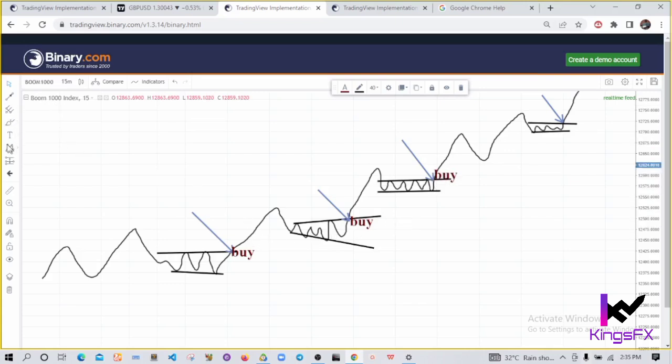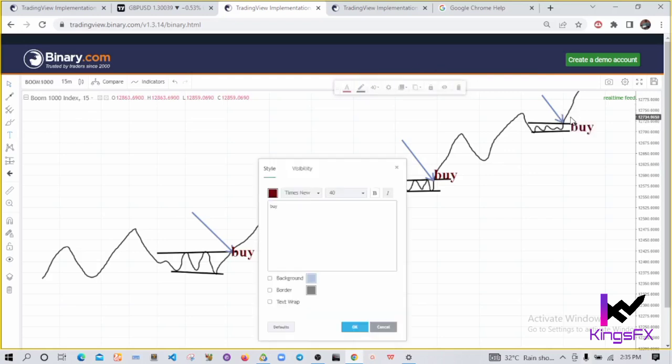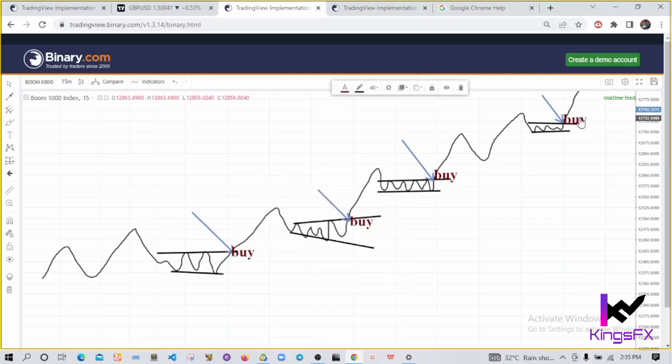So the same thing happened again, guys. This is a very simple strategy, a very simple strategy. You don't need to know everything about forex trading to use this strategy. You don't need to know about indicators to use this strategy. It's very simple and straight to the point.